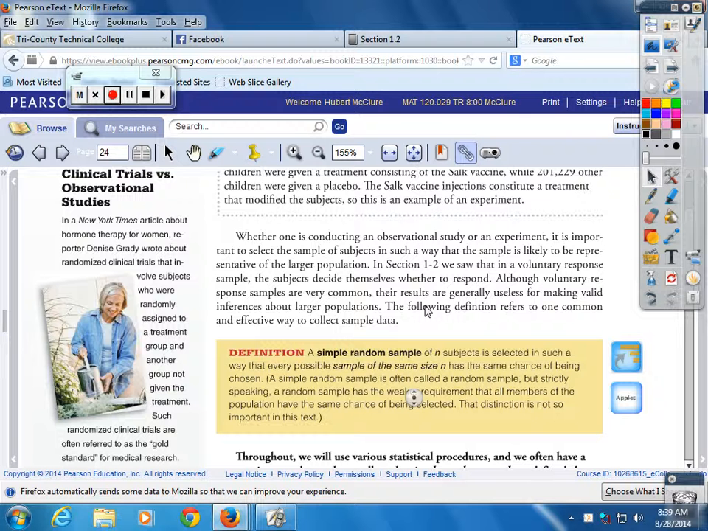1, 2, 3. 1, 2, 3. And so on. And I call this group Group 1, Group 2, Group 3, Group 4, Group 5, Group 6, Group 7, Group 8. So there's 25 people. Okay?